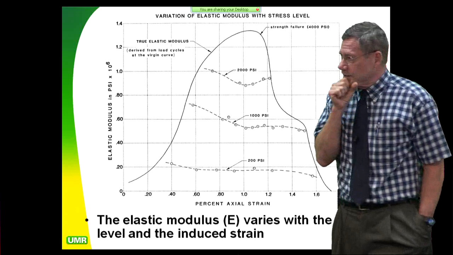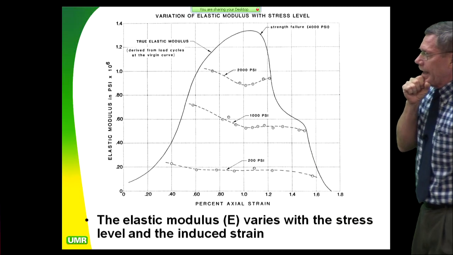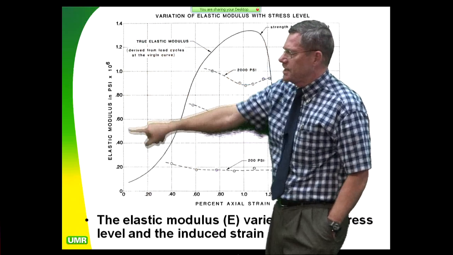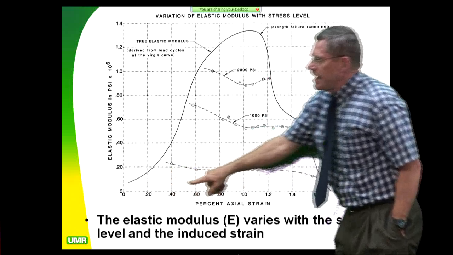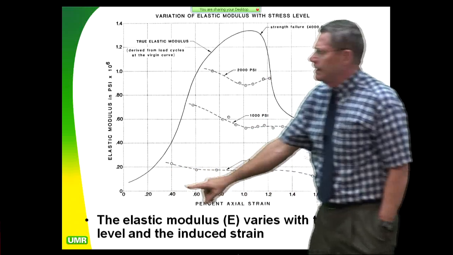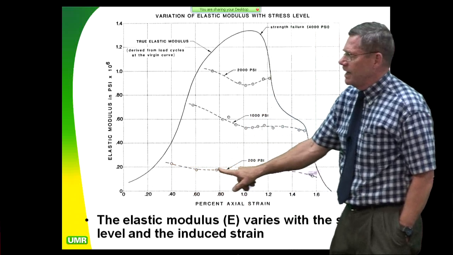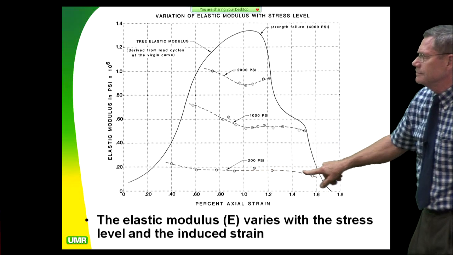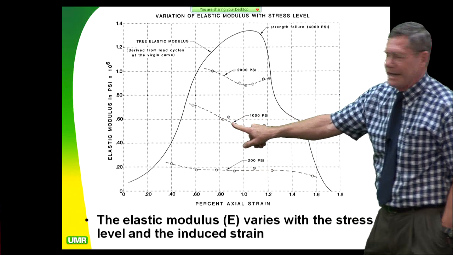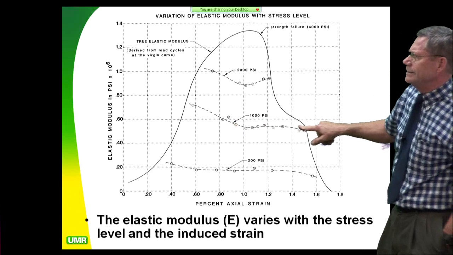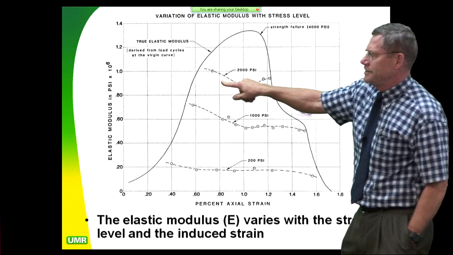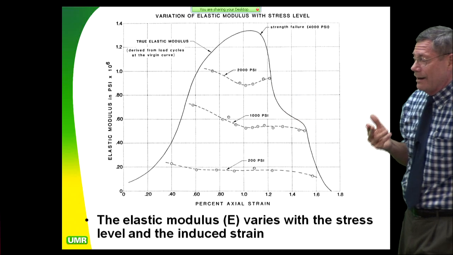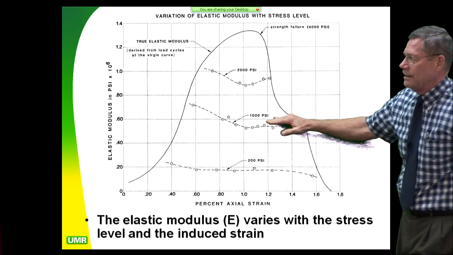So the elastic modulus also varies with the stress level and the induced strain. So here I'm looking at stress level. I'm looking at the elastic modulus in PSI times 10 to the 6th, and I'm looking at percent axial strain on Navajo sandstone. And look what I'm seeing here. There's the elastic modulus when I have 200 PSI on it. Here's the elastic modulus when I have 1,000 PSI, and here's the elastic modulus when I have 2,000 PSI. Isn't that interesting? So the elastic modulus is not constant, but it depends on the stress level.